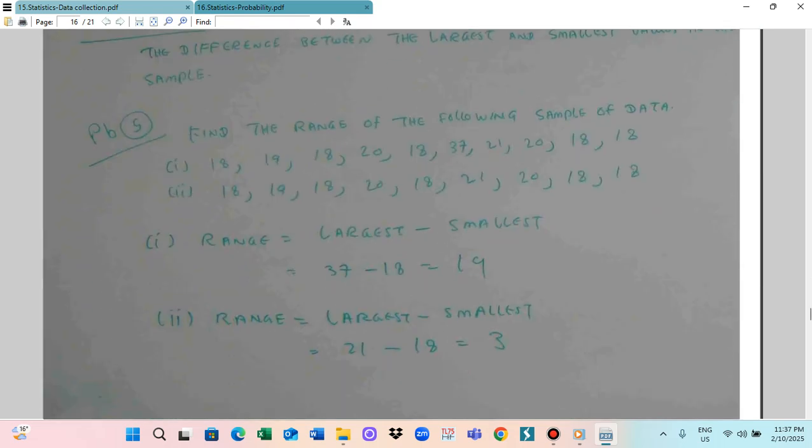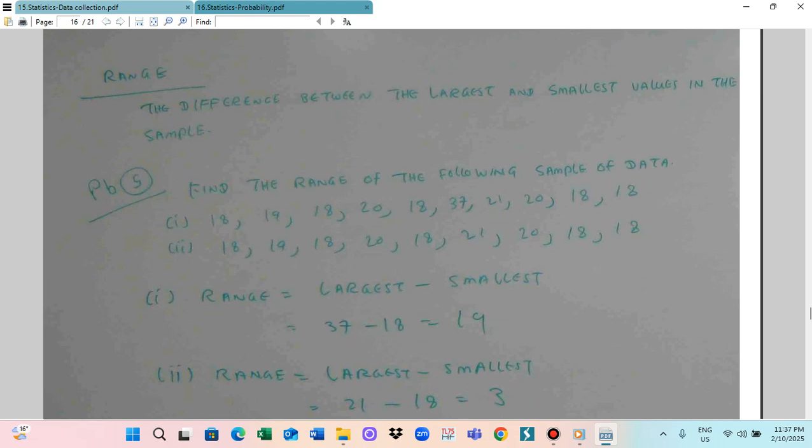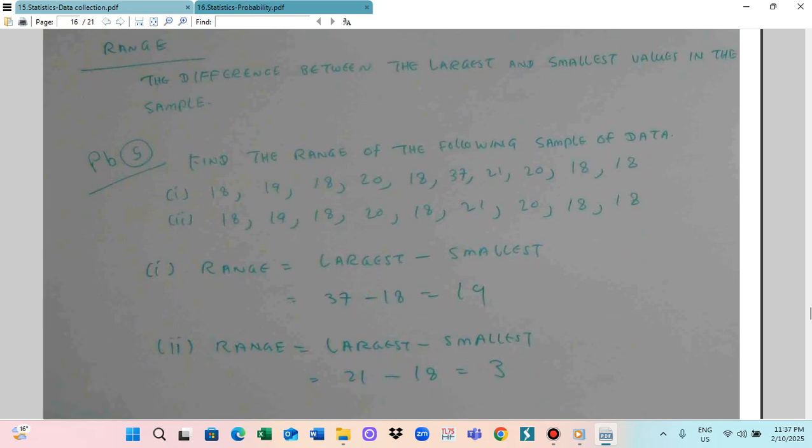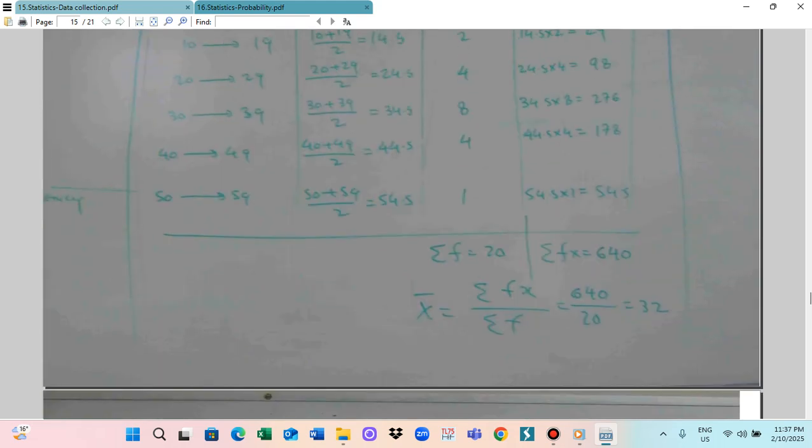So for the mean, you can find it two ways. One way is that you add all the numbers and then divide by the number of values. The other is that you find the mean of each interval, multiply by the frequency to get fx, and then add all the frequencies and all the fx. Then x bar is equal to the summation of fx divided by the summation of f. Then you can also calculate the mean.